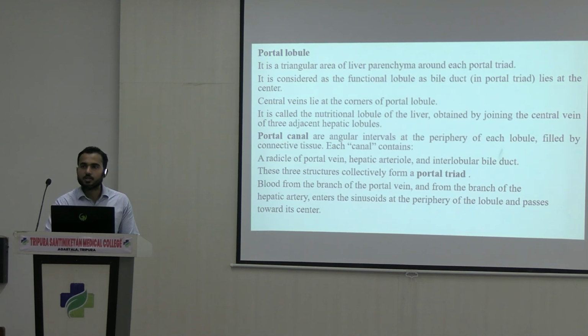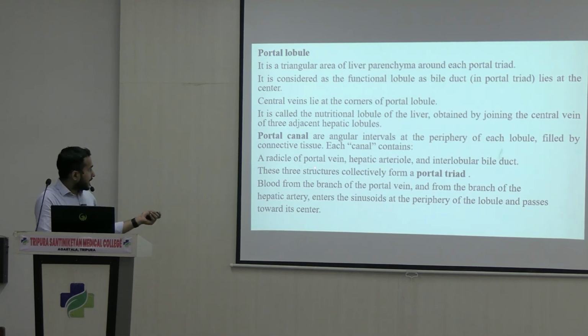I have shown you the portal triad, the structures of the portal triad. Now, how will it pass? It passes through the portal canal, at angular intervals at the periphery of each lobule. If you go to the periphery of each classical liver lobule, you will get the portal canal. First of all, it is filled with connective tissue, which will be supporting the portal triad structures.